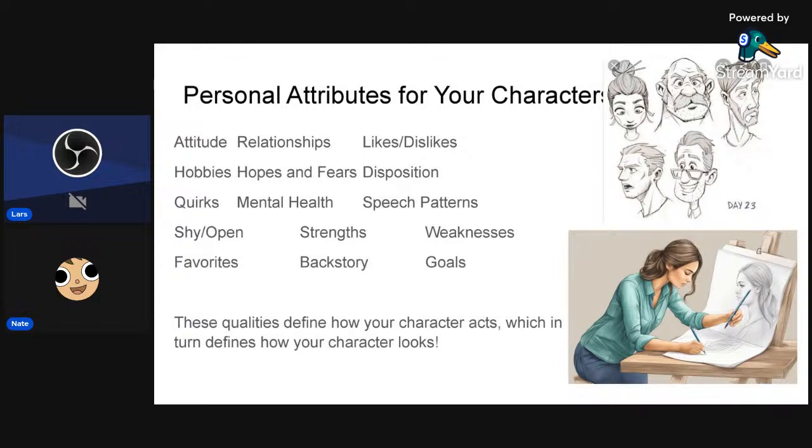Those will determine how someone acts and looks over time. Disposition. Disposition has a lot to do with attitude. Are you more predisposed to being happy or sad or contemplative, angry, aggressive, friendly? Those will determine how you look.